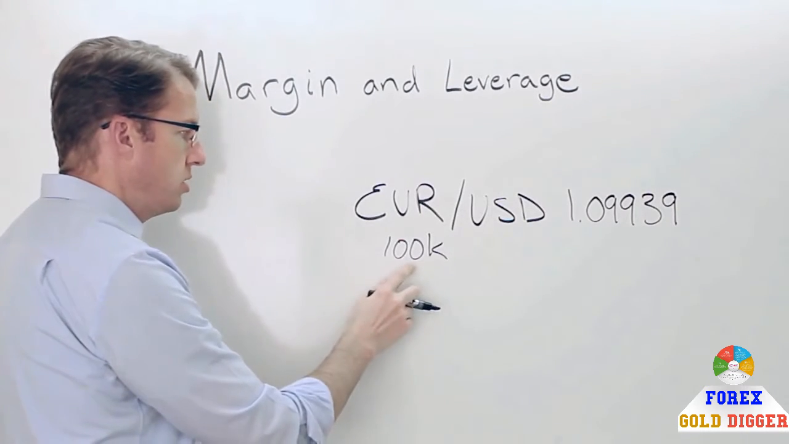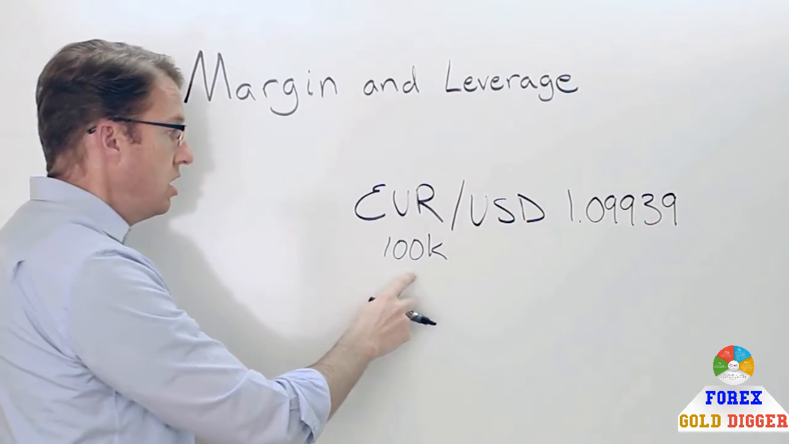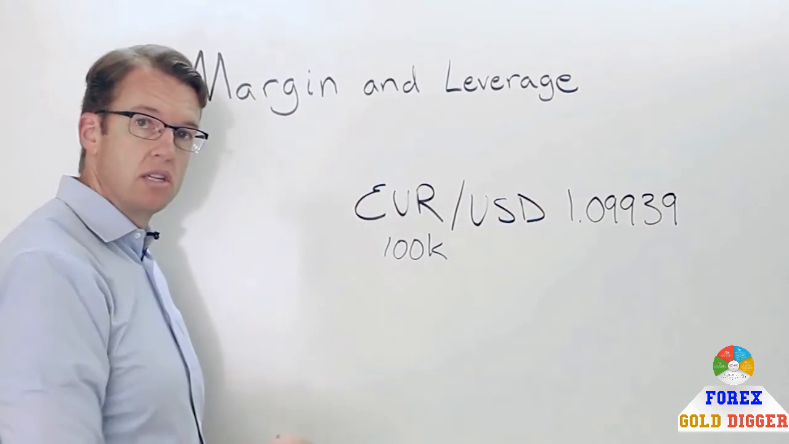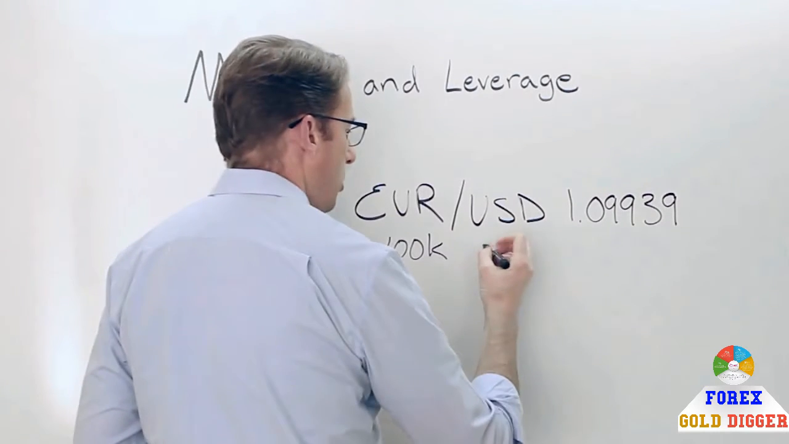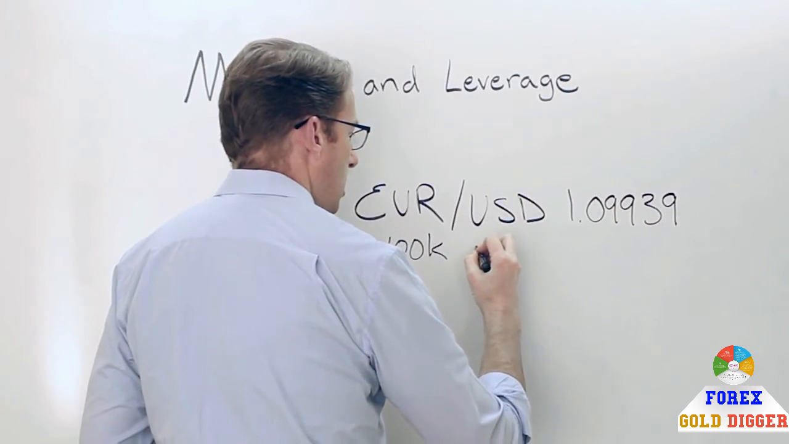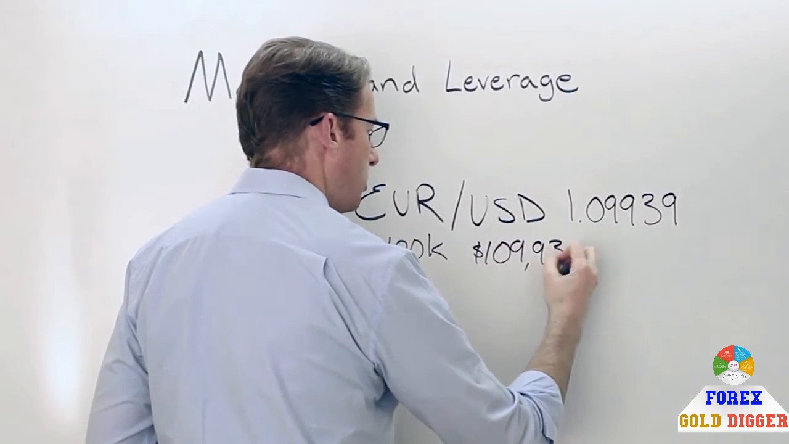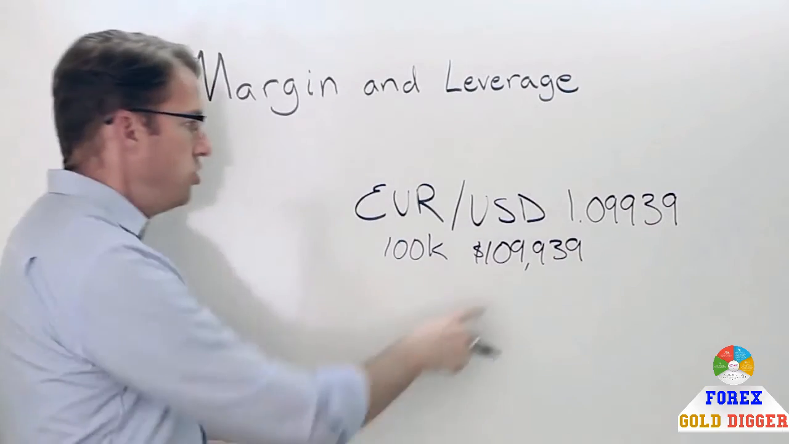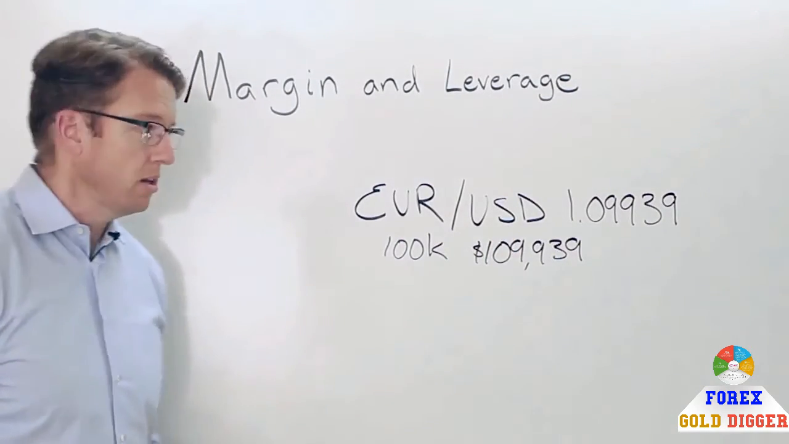Well, all we would have to do is just take this number here, the notional value in the base currency. So how many units of the base currency does this lot represent? We multiply that by the exchange rate. So we know that in this case, this represents 109,939 of notional currency in the quote currency, here the US dollar.